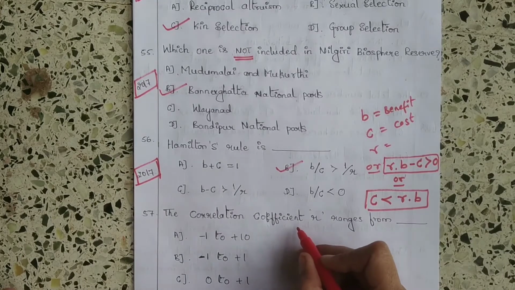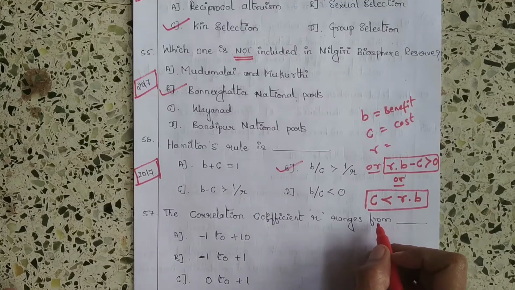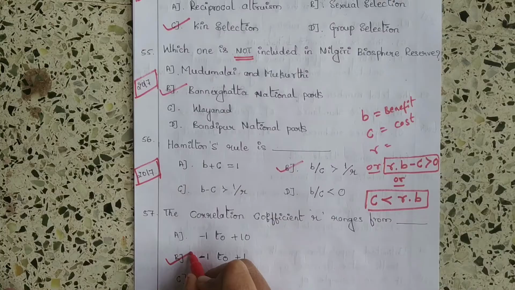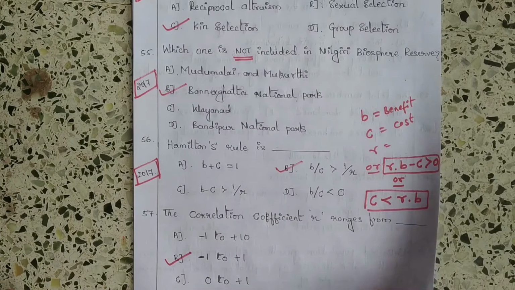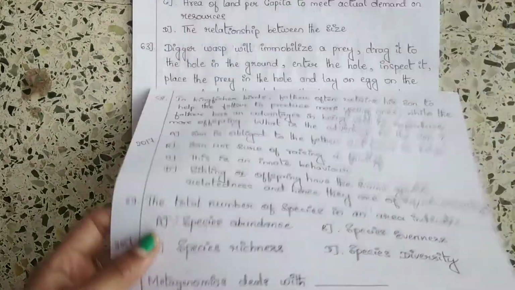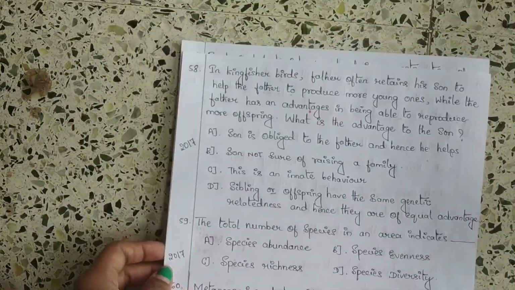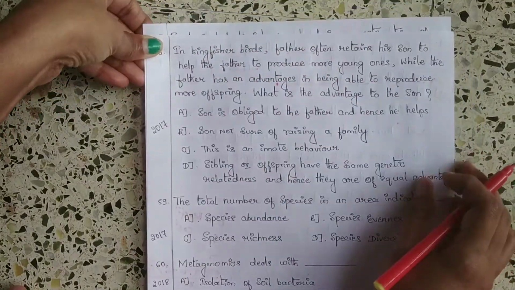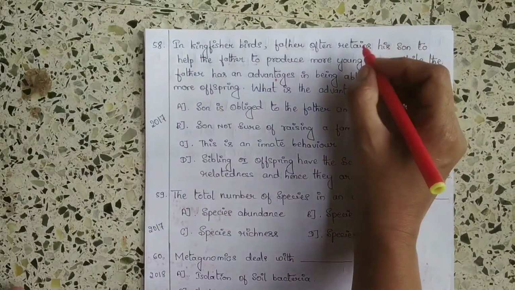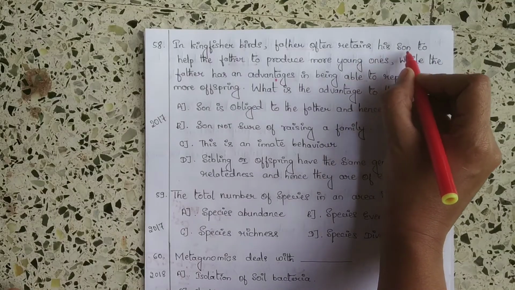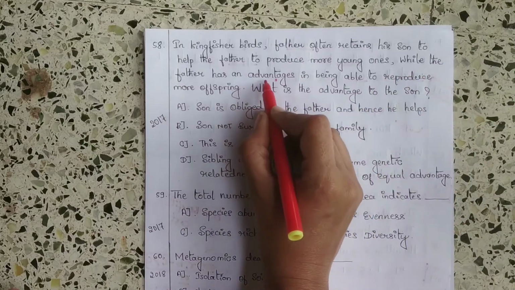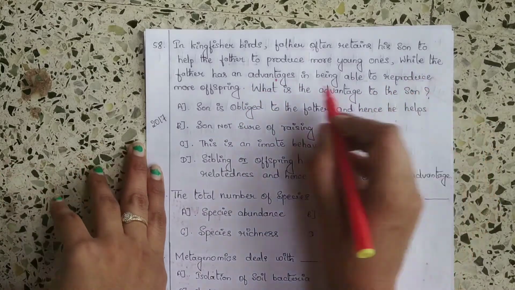The correlation coefficient R ranges from... Option B is the correct answer, that is -1 to +1. Let us move on to the next question, that is the 58th one. In kingfisher birds, the father often retains his son to help the father produce more young ones, while the father has an advantage in being able to reproduce more offspring.